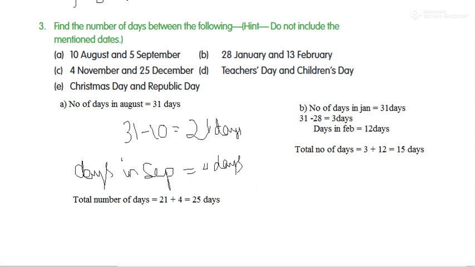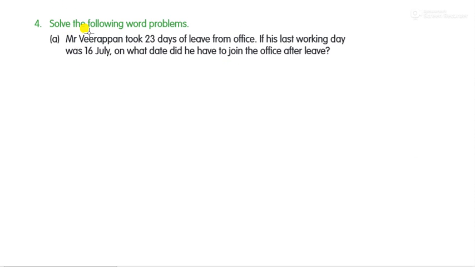Now here C, D, E, do it by yourself, as homework. Here the fourth bit is: solve the following word problems. A bit is: Mr. Birappan took 23 days of leave from office. His last working day was 16 July. So he took 23 days of leave, and his last working day is 16 July. On what date did he have to join the office after leave?